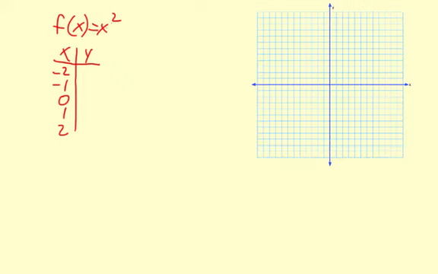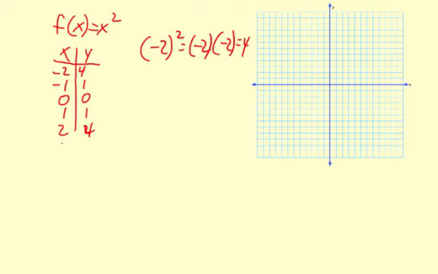Okay, so put a negative 2 in there. Negative 2 squared is negative 2 times negative 2, which is 4. So you need a 4 here. And then negative 1 squared, negative 1 times negative 1 is positive 1. 0 squared, 0 times 0 is 0. 1 squared, 1 times 1 is 1. 2 squared, 2 times 2 is 4. And 3 squared, 3 times 3 is 9. And the pattern continues. So let's look at what the graph looks like.